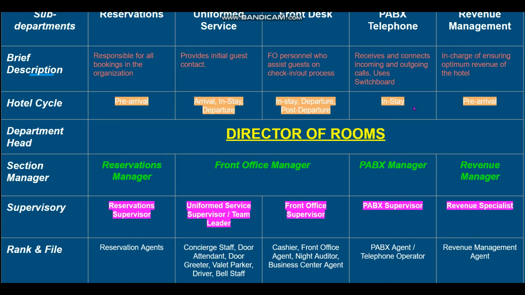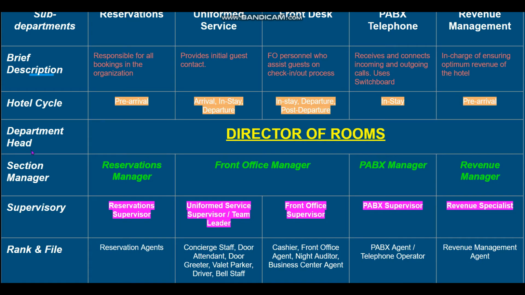The PABX can be seen during the in-stay of the guest. So while they are already in house, the PABX telephone operators will be the ones to accommodate their requests. The revenue management is also focused on the pre-arrival alongside the reservations team. The reservation can only confirm prices if it is approved by the revenue management.